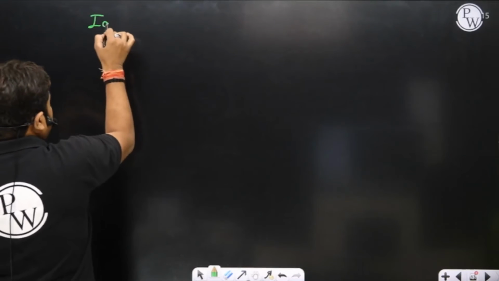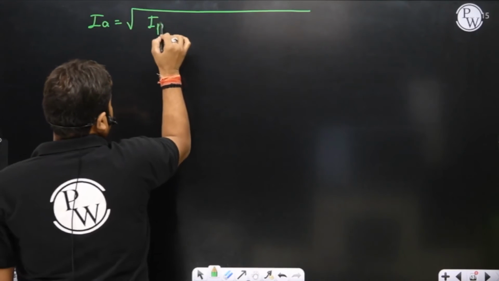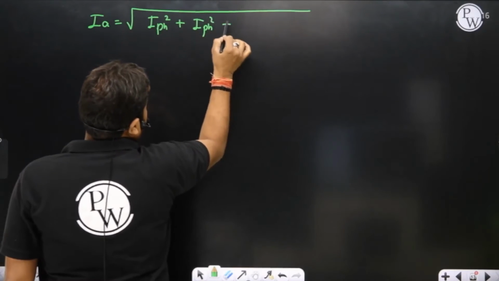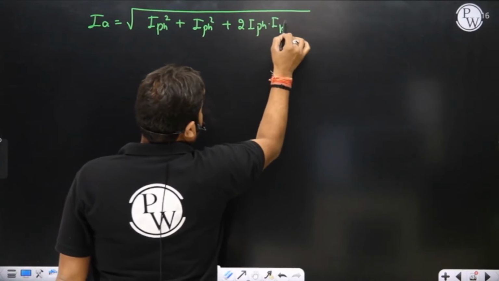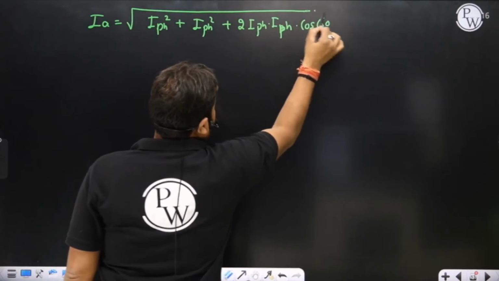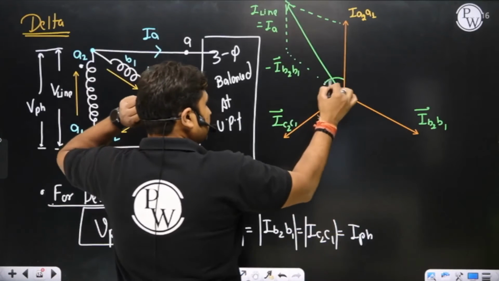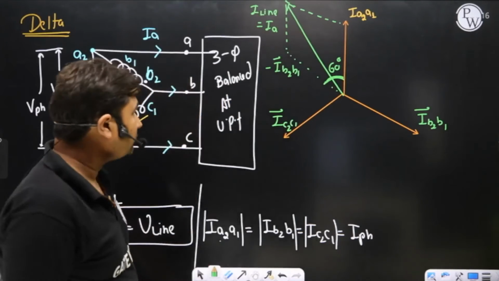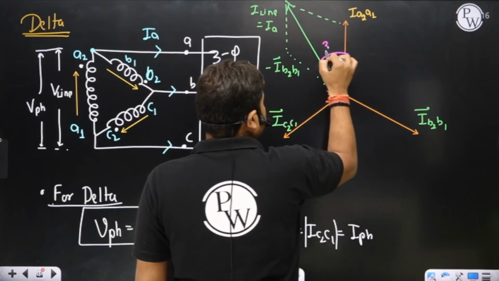IA will become equal to the root of the phase current A2A1 squared plus phase current B2B1 squared plus twice A2A1 into B2B1 into cos of the angle between them. So what is cos of the angle between them? Sir, 60 degree. This angle is 60 degree. Is it okay? Yes, sir. Now further you can say this angle will be equal to 30 degree.